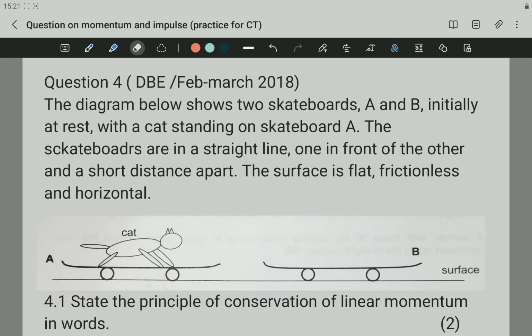This question is related to momentum and impulse, okay? This question is not that hard, so let's have a look how to solve the question.